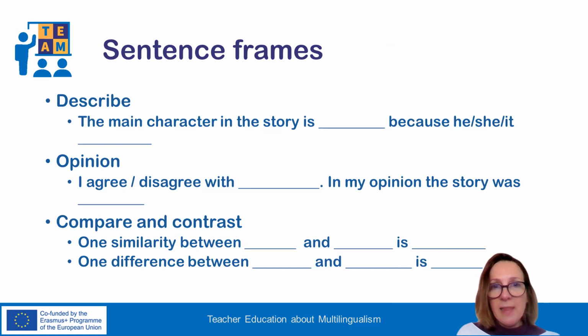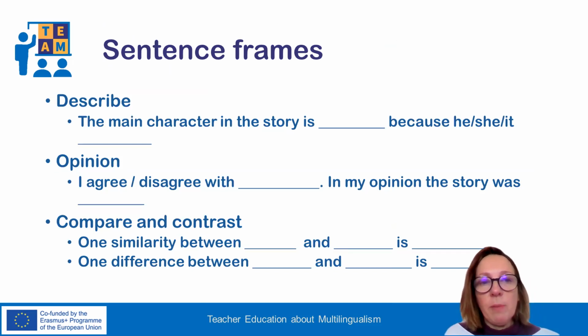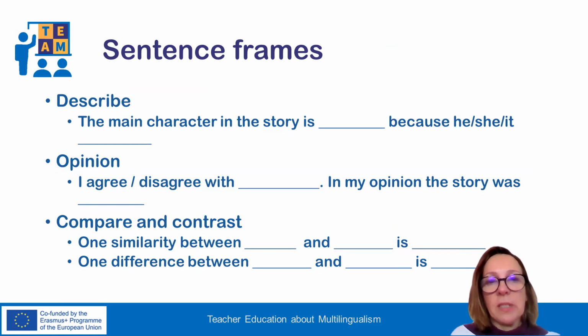The sentence frames and the sentence stems, we have talked about them in previous presentations. These sentence frames include the beginning and the end of the sentence, more or less. Here we have a sentence frame for description. The second example is a sentence frame for opinion giving. The third example is sentence frames for carrying out comparisons and contrasts. What is the aim of them? The aim is to allow students to improve the quality of their language output, of their language production. And how does this happen?